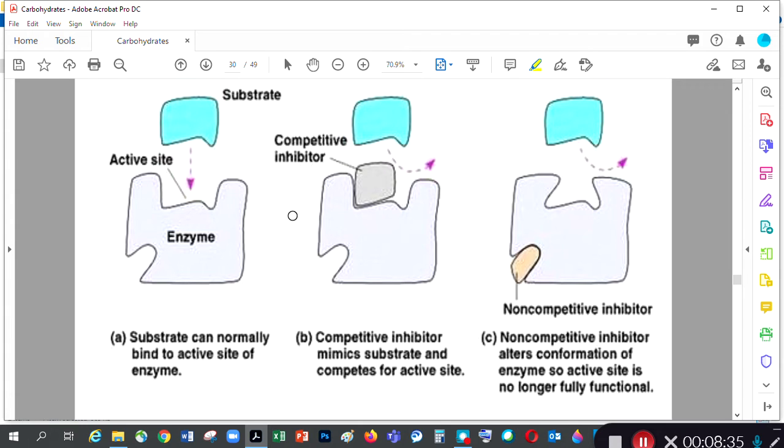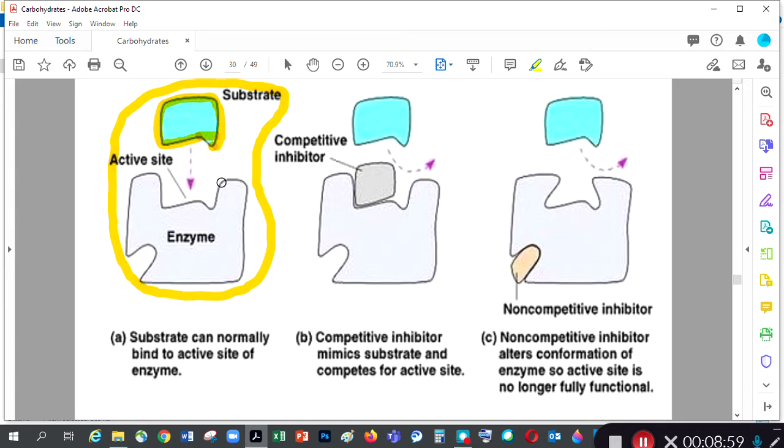Here you can see this is the normal case. This is a normal case here, no problem, no inhibition. So very nice to see here. You can see this one here. It fits exactly inside. So it fits inside the active center of the enzyme. So that's what normally happens. It goes to the active site. It is binding to the active site.